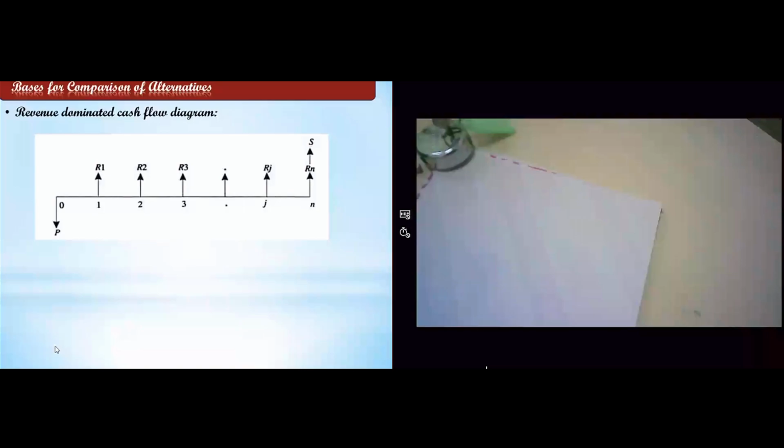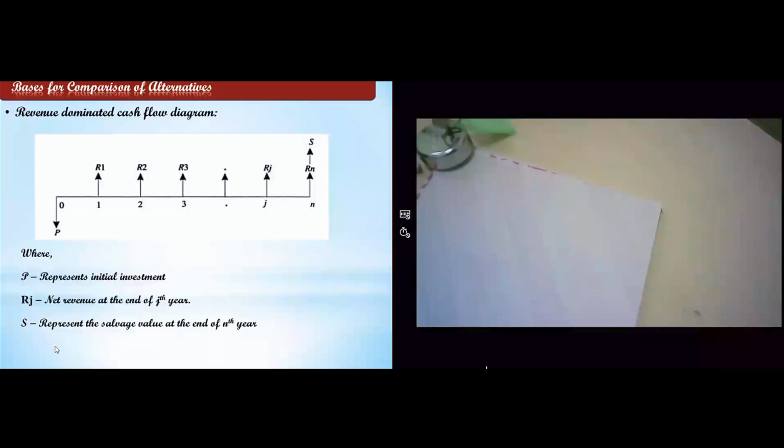Okay, so P is nothing but initial investment, RJ net revenue at the end of J year, S is nothing but the salvage value at the end of N year. So this is the general revenue dominated cash flow diagram. If you can identify a cash flow of this nature, then you can solve it according to revenue dominated principle.